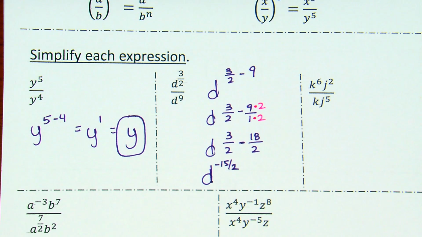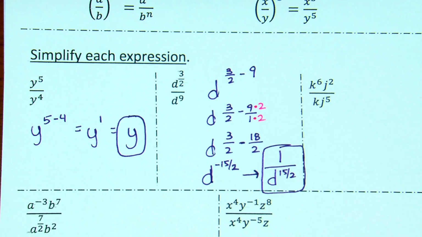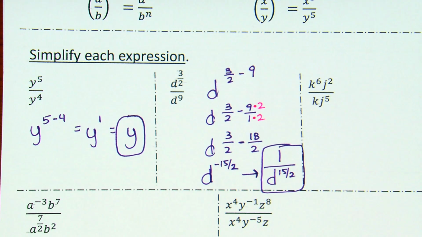Am I done? No, you have to flip it. The directions are going to stay right with the positive exponents. So how do we get a negative exponent to become positive? Move it to the denominator. One over d to the 15/2 is how I would say that. However you want to say it, 15 over 2 or 15/2, I'm not picky about that.